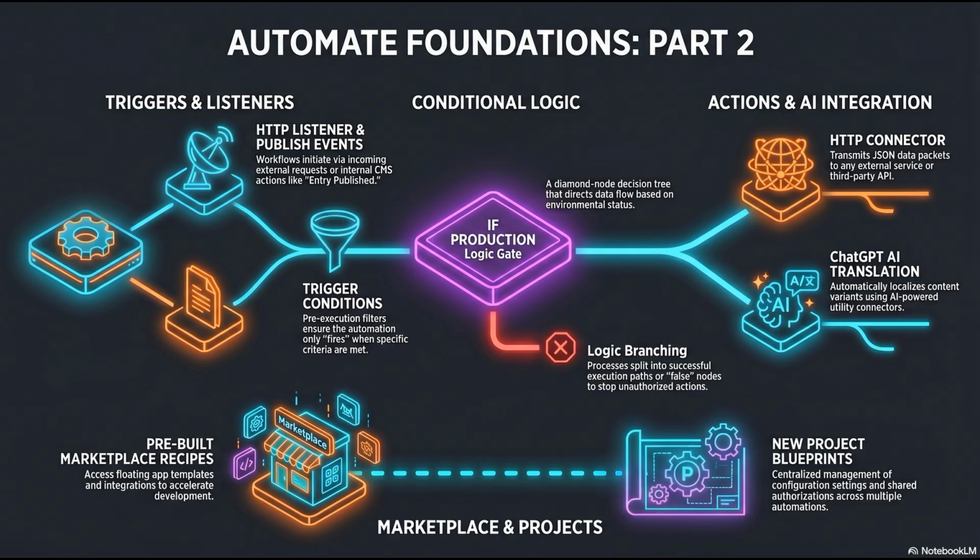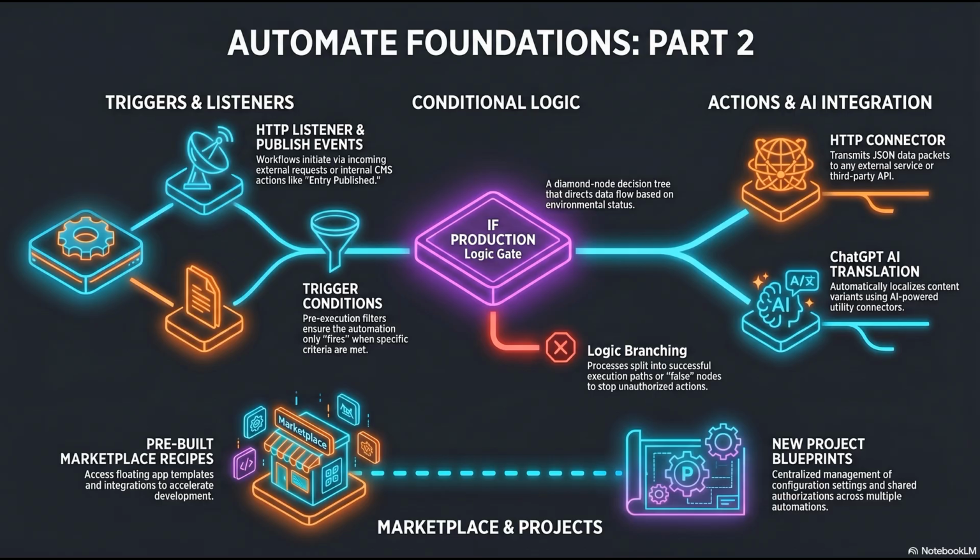If the headers don't match, or if the expected authorization token is missing entirely, the listener simply drops the request with a 401 unauthorized status. So the payload never even enters our automation logic, and the execution is never instantiated. Exactly. It serves as a digital bouncer verifying IDs at the door. If you don't have the cryptographic wristband, you don't get into the club.